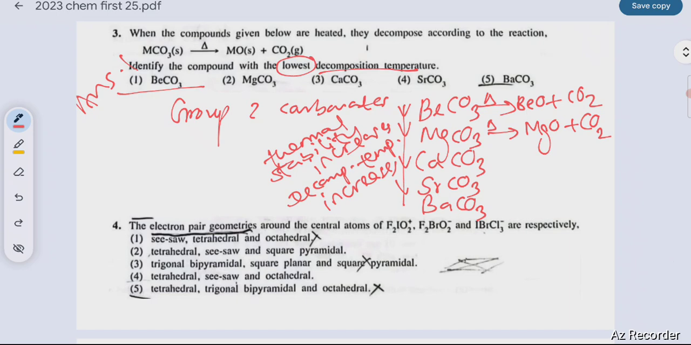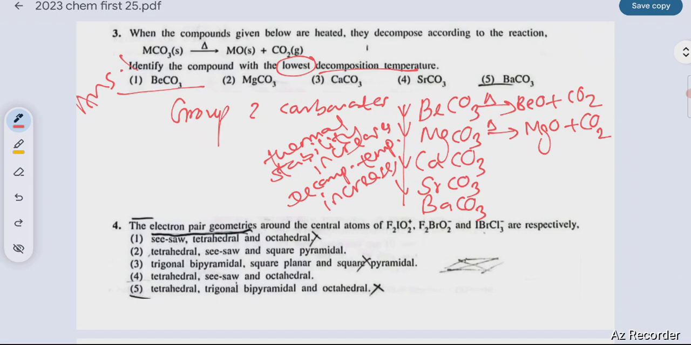Now why does this happen? The carbonate anion is the same. All these are ionic compounds and the anion carbonate is the same in each. Then the cations are different: beryllium 2 plus, magnesium 2 plus, calcium 2 plus, strontium 2 plus, barium 2 plus. Then what happens to their size? Which has the highest size? Barium 2 plus. The lowest size is for beryllium 2 plus. Down the group, the size of the cation increases.